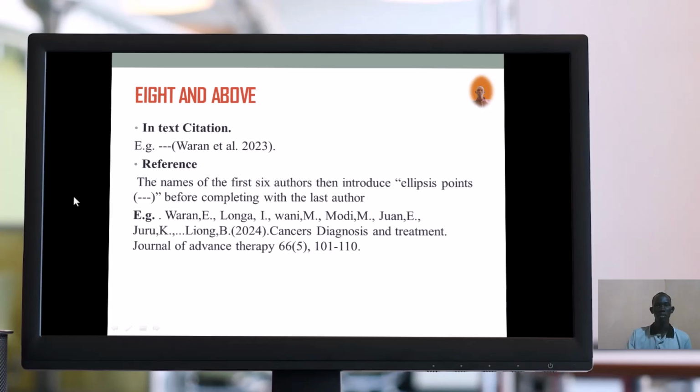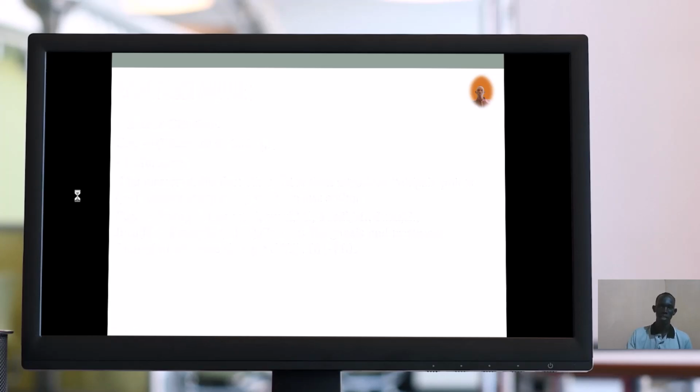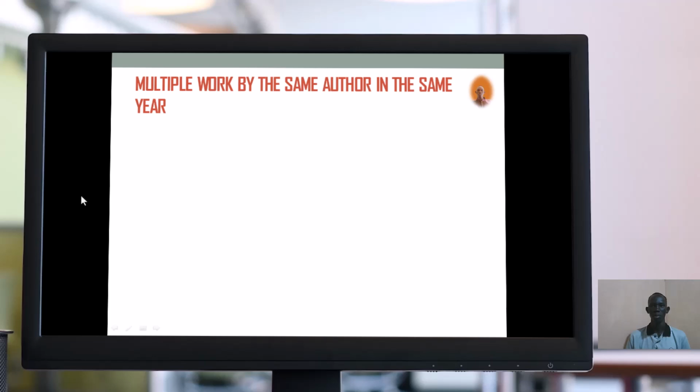Then our next is when we want to cite multiple works done by the same author in the same year. One author can write 2 publications or 3 publications in the same year. So if the information in them is similar to the work you'll be looking for, and in both of them you get some key points or some information that you want to cite, this is how you can go about it.